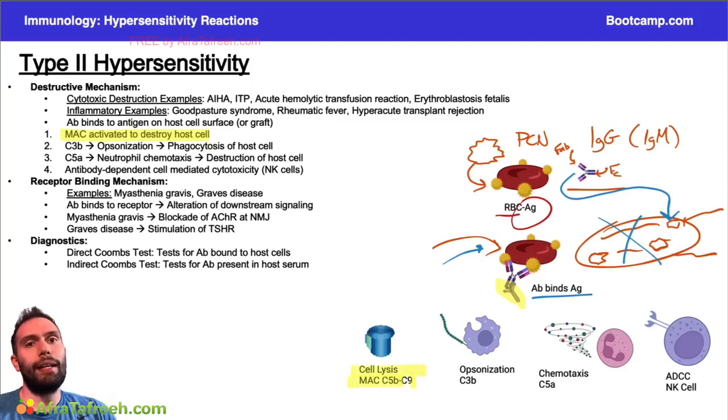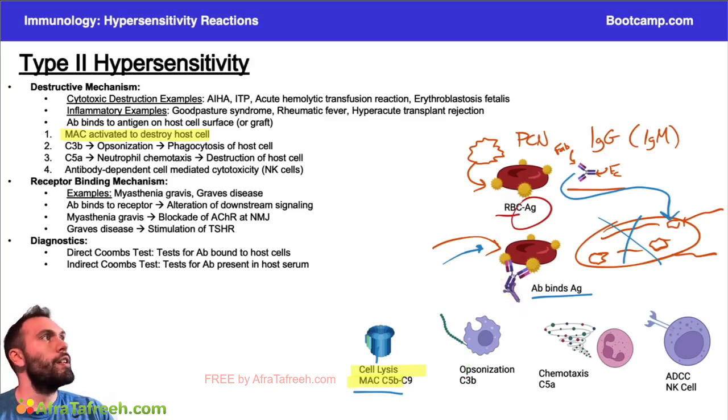Eventually, if we get to the MAC complex, which is the terminal complement cascade, we can use this MAC complex to punch holes into this red blood cell and destroy it. Okay, so that's one option. By having these antibodies attached, we can have the complement cascade stimulated, and the terminal endpoint of that would be the membrane attack complex, C5b to C9. Now, the other option here is, remember, as I'm stimulating complement, I can also end up with opsonization.